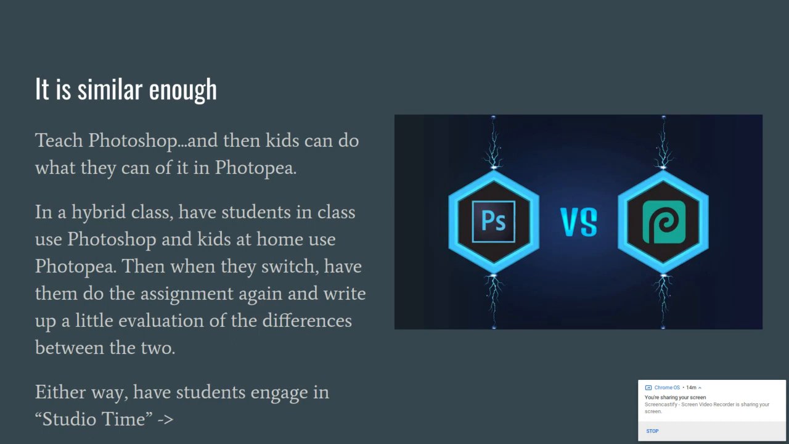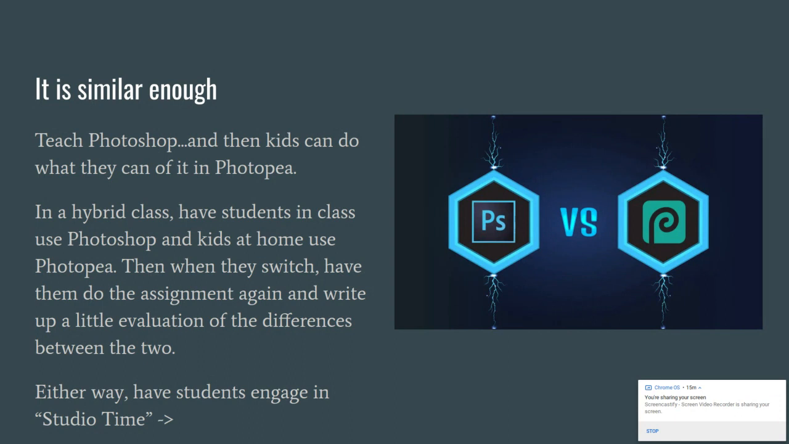So I have to say that I just have students watch the videos about Photoshop, and then they have been able to do almost everything, even if they're using Photopea. In fact, it's not the way that Photopea is set up or the layout or the tools in Photopea that's a problem. The only problem is that it can be slow and laggy and stuff like that. So just teach Photoshop. Just teach Photoshop, and they can do what they can of it in Photopea.